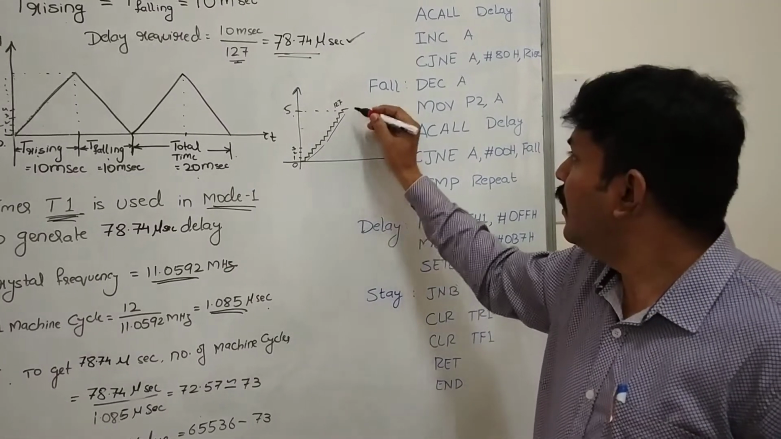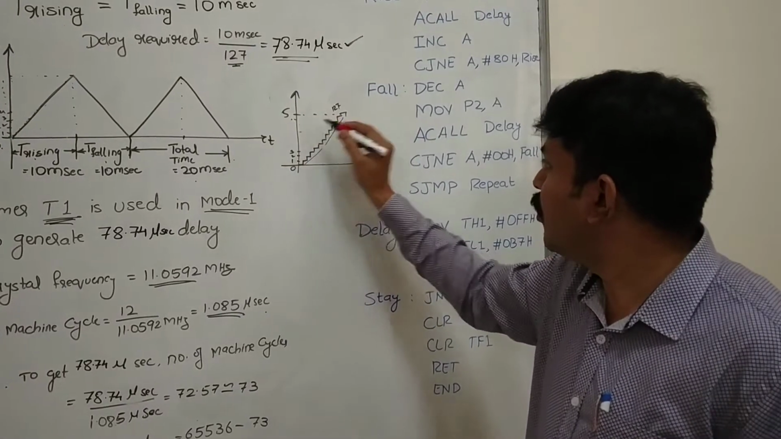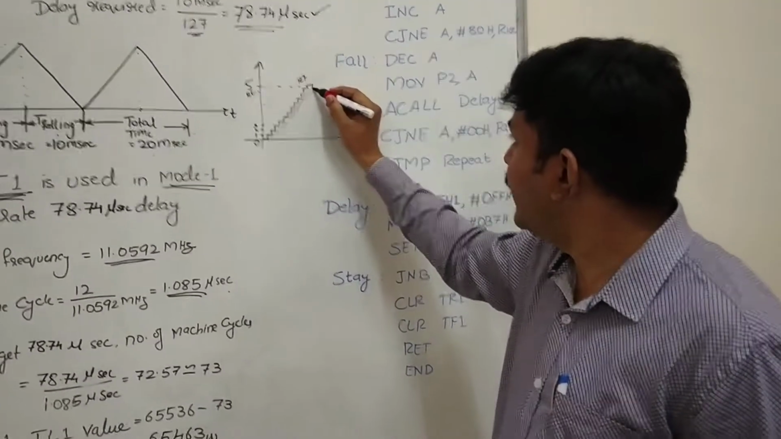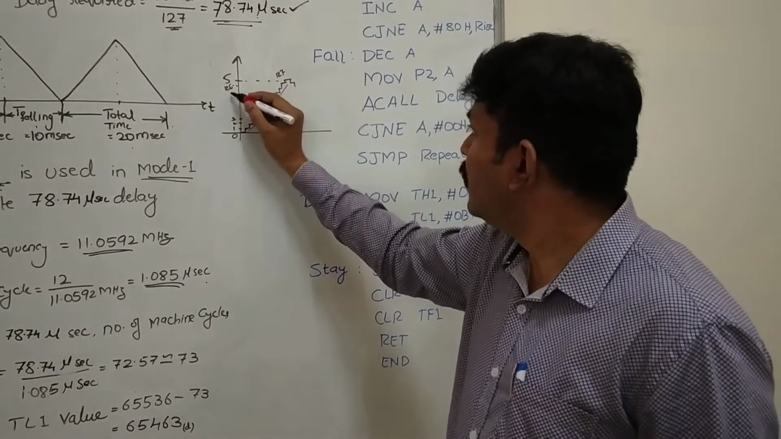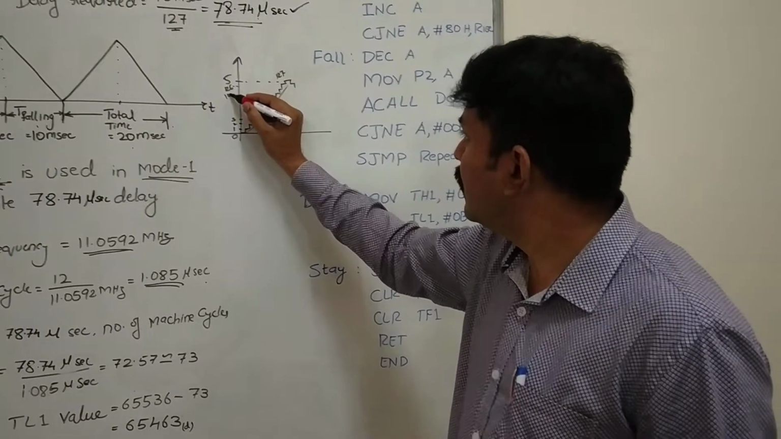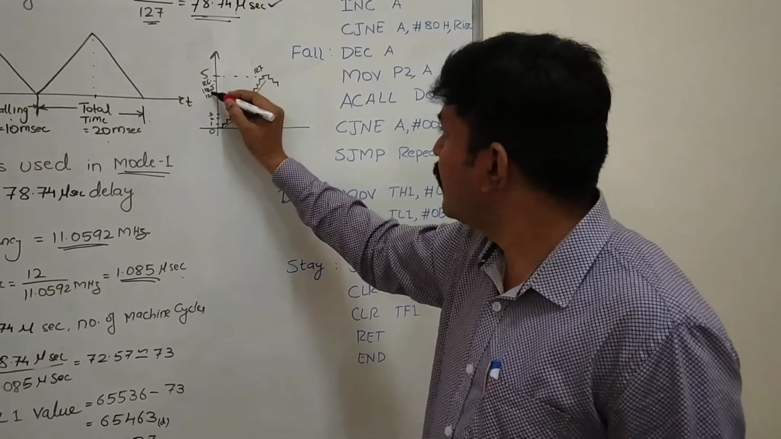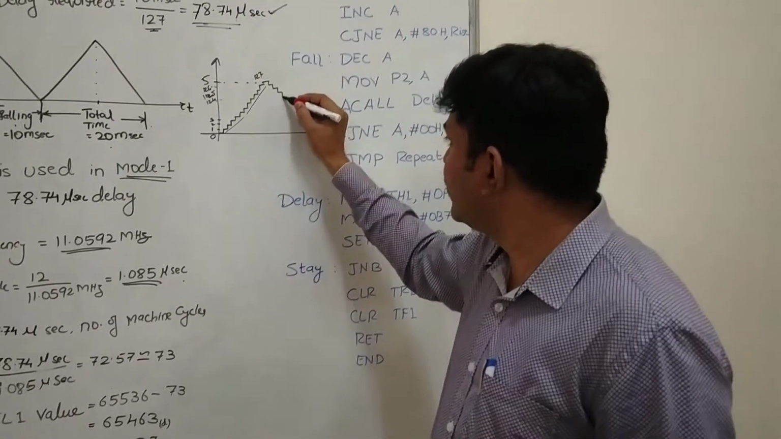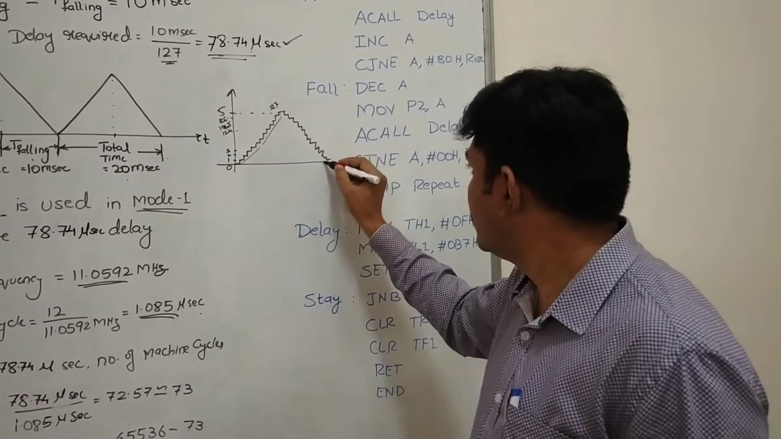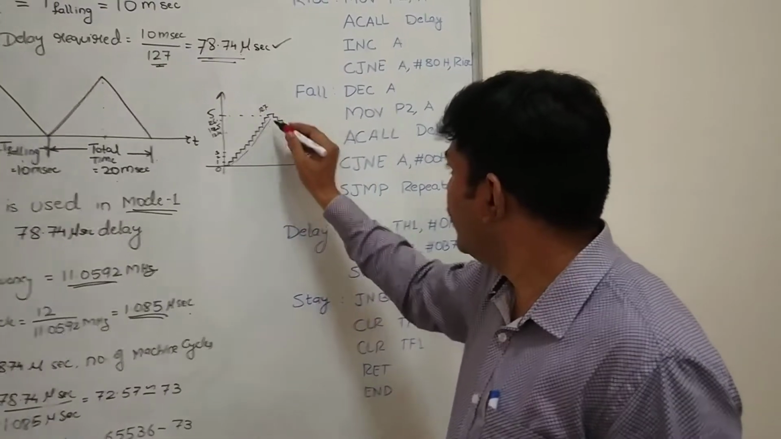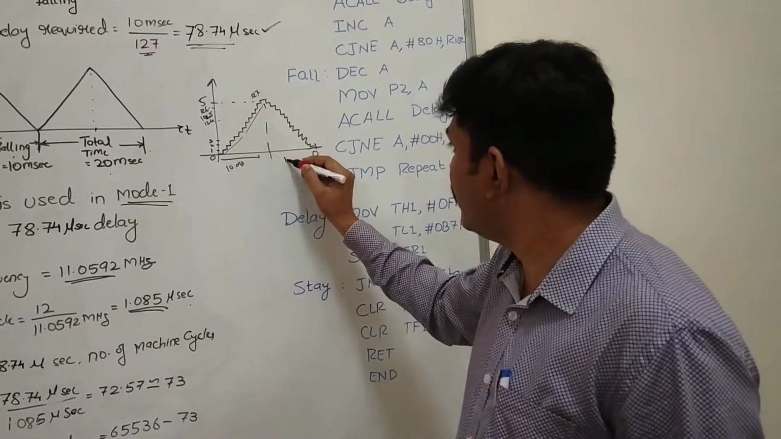Okay, same thing, I'll start from 127, reduce it to 126, and generate a delay of 78.74 microseconds, and again I'll decrement to 125, and generate a delay, and again decrement to 124, and again generate a delay. Like this I'll go on until it reaches 0. By this it will be 10 milliseconds, and this is 10 milliseconds.